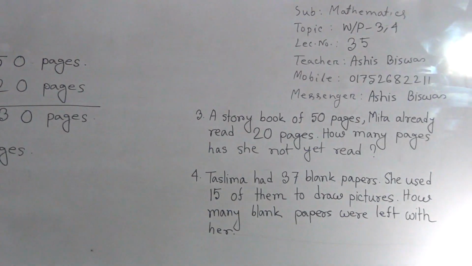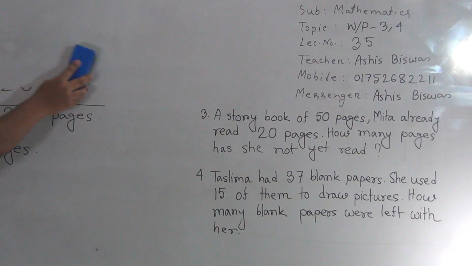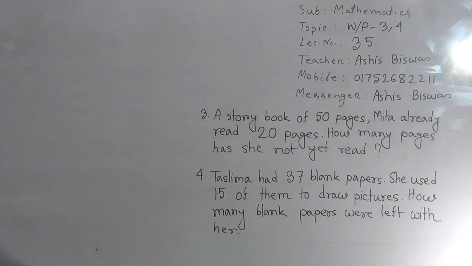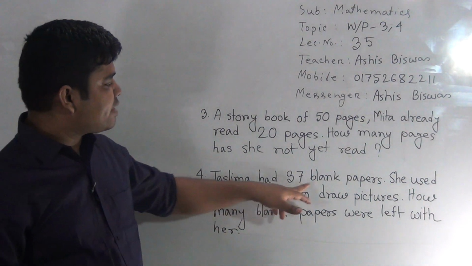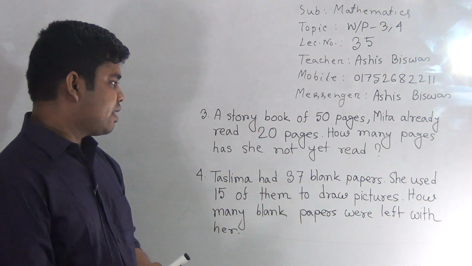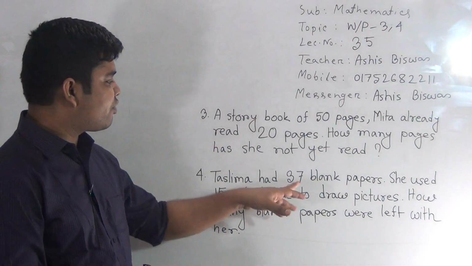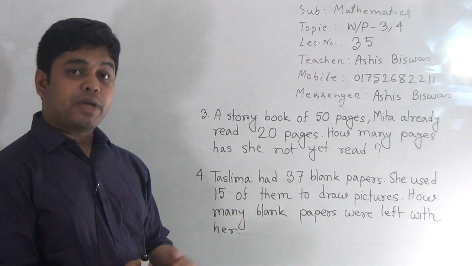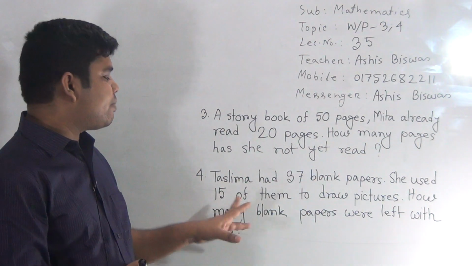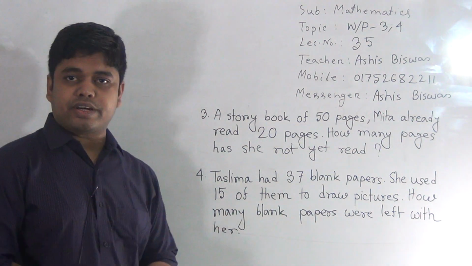Next question number 4. As I want to solve question number 4, we must erase question number 3. This one: Taslima had 37 blank papers. That means Taslima had 37 papers. She used 15 of them to draw pictures. That means from 37 papers, she used 15 papers. So how many papers are left? That means we do subtraction here and we get the answer.